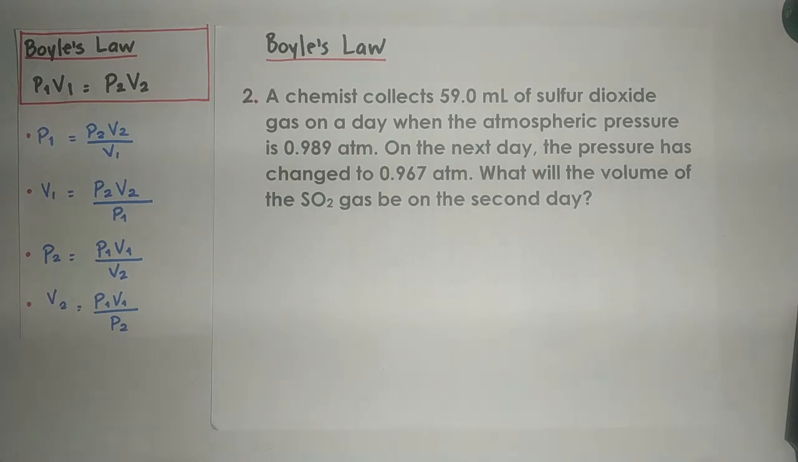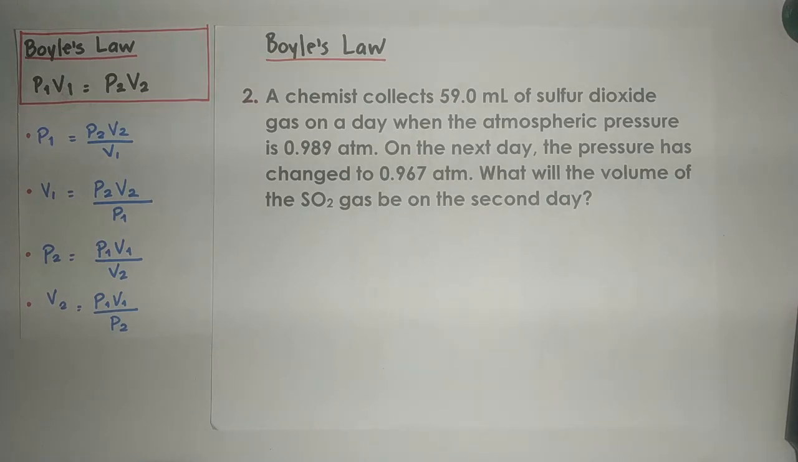Let's do another problem for Boyle's law. A chemist collects 59 milliliters of sulfur dioxide gas on a day when the atmospheric pressure is 0.989 atmospheres. On the next day, the pressure has changed to 0.967 atmospheres. What will the volume of the sulfur dioxide gas be on the second day?